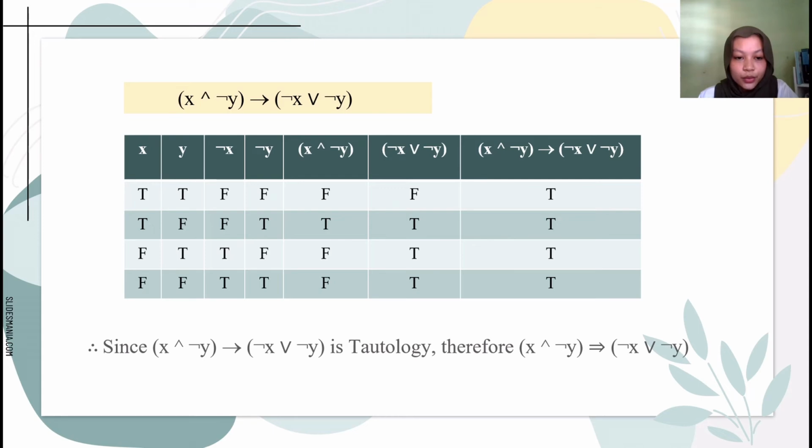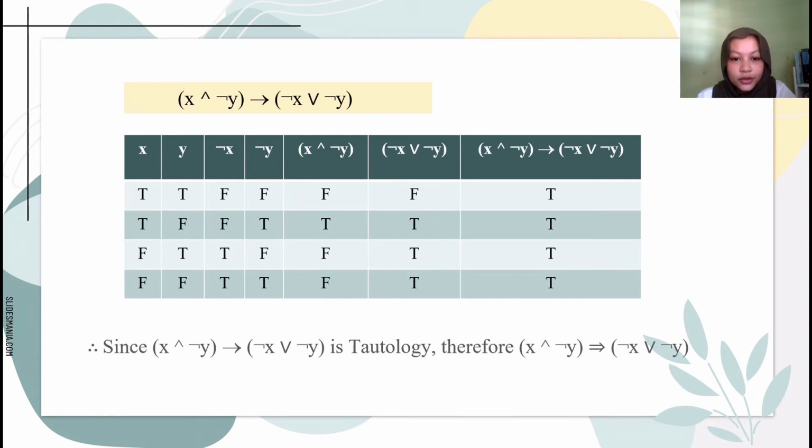So firstly, we need to construct a table that has 4 rows, excluding the first one, because we only have 2 unknowns. So for column X, we need to put 2 true and 2 false. For Y, we need to reduce the number of true, and it should be true, false, true, false. So for not X, it should be totally the opposite of column X. When X is true, then not X is false. So it should be false, false, true, true. Same goes for not Y. It will be false, true, false, true.